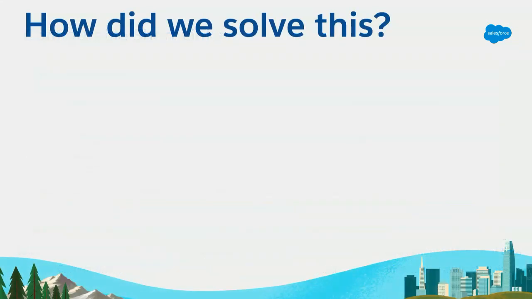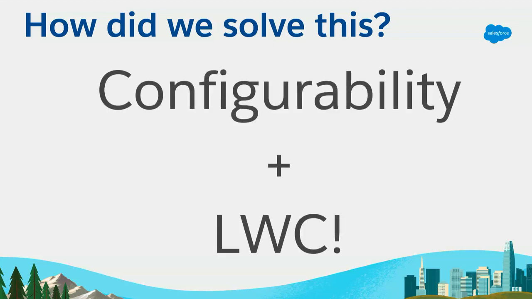And so we were able to solve this business problem and this user problem of getting to records with a combination of configurability and Lightning Web Components. We had a configurable layer that allows our admins to set what the behavior should be, and then we use the Lightning Web Component in order to turn that configuration into a great interface for our users.